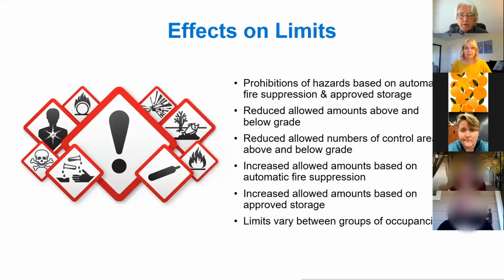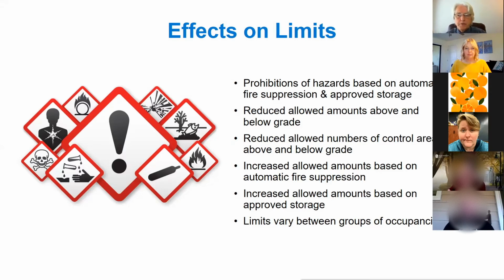Some of the effects on limits: there are prohibitions of some hazards based on whether you've got a sprinkler system or not, and some hazards you can't have if you don't have approved storage. Like I said, the limits are reduced as you go below the first floor above grade plane or above it, and it varies a bit code year to code year how that's applied. Also, the number of control areas you have varies depending on how far above or below the ground floor you are. If you have a sprinkler system, you get more than if you don't. You get to store more stuff, and you get to store more stuff if you've got it all in approved storage.